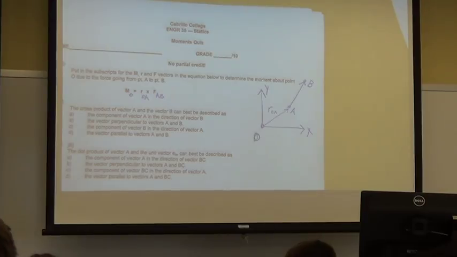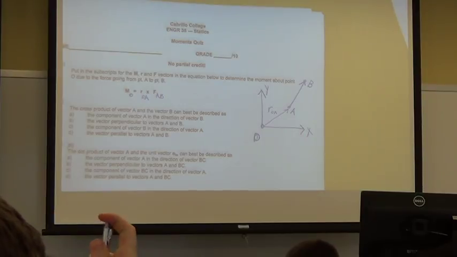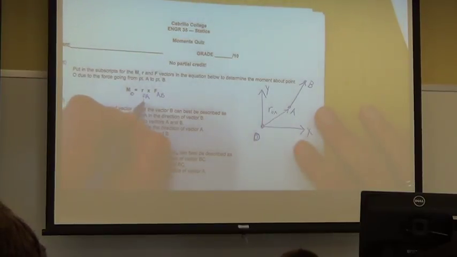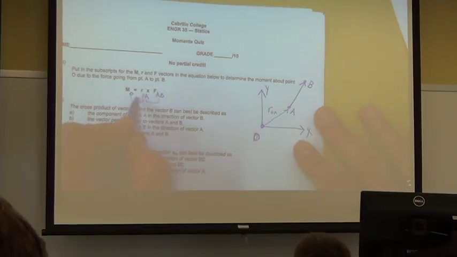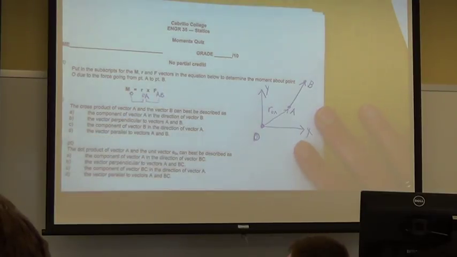Questions? Everybody got this now? Yes. The subscript for the moment is the point you're finding the moment about. The subscript for the force is where you're going from and to. And then, what's the R vector? And the way I remember is I always do this. I know I'm going from O to A because I want to go to the tail of the force.